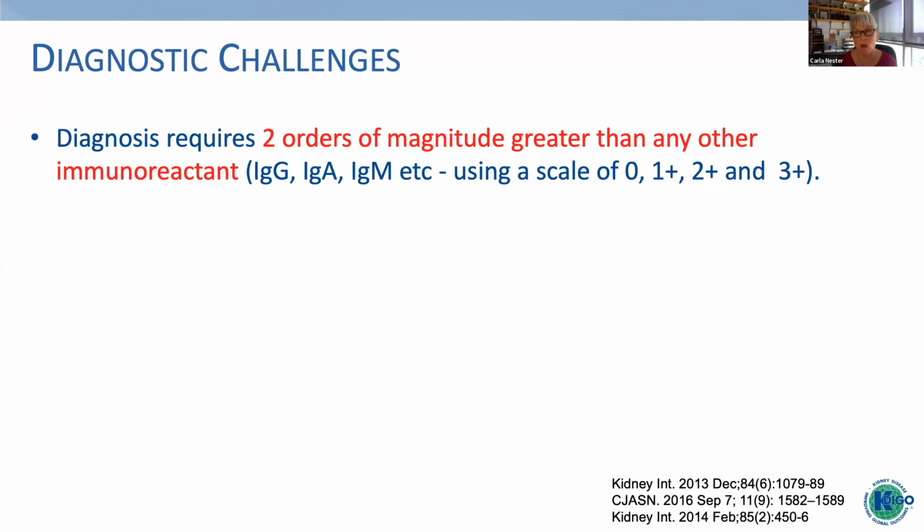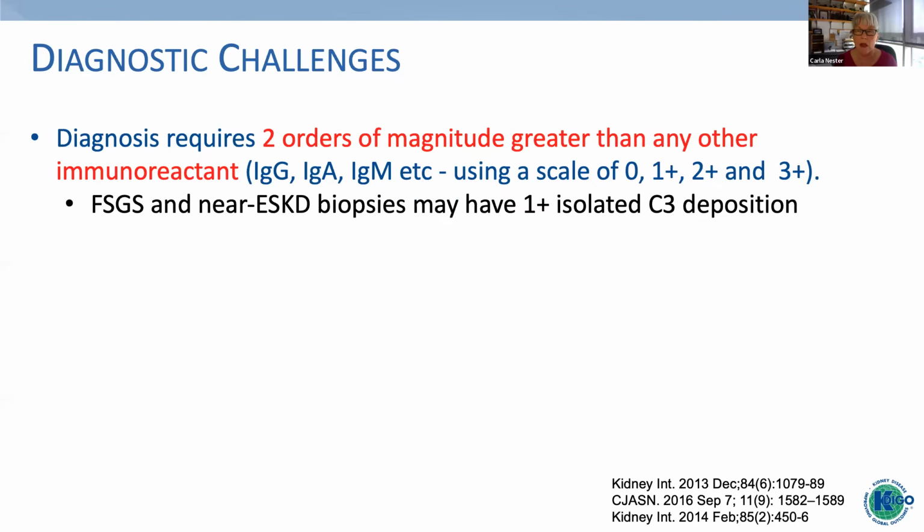So what are some of the diagnostic challenges the clinicians may face? Well, first of all, let's start with, this is the diagnostic criteria. It has to be 2 orders of magnitude greater than any other immunoreactant. This is what Dr. Kavanaugh presented to you already. This was the consensus decision back in 2013, how we would call this disease. The problem really comes if you don't pay strict attention to this idea of 2+ or 2 greater, you can pick up some FSGS patients.